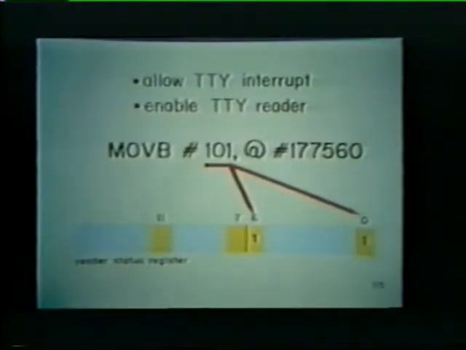The third instruction sets 2 bits in the teletype reader CSR, reader enable and interrupt enable. A move byte instruction transfers the octal quantity 101 into location 177560, the address of the CSR. This causes the teletype to read 1 byte from tape and then allows an interrupt to occur when the byte is assembled in the reader DBR.